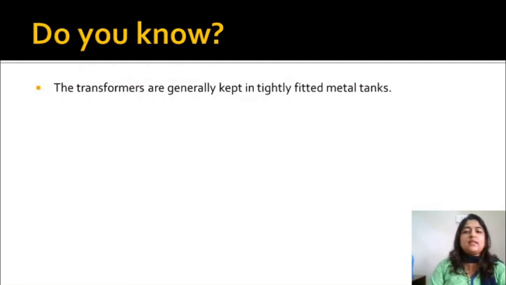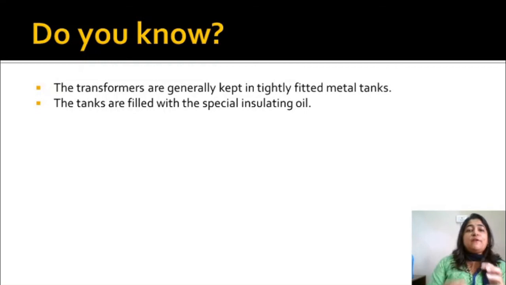I will also give you some general points on transformers after construction, and you must know these points, may or may not be in your syllabus. But this is what transformer we always study. But you must know that the transformers are generally kept in metal tanks. So when you try to see transformers in the corner of your area, you may not see the core and the winding of the transformer, but you will see the tank-like structure, and inside that tank-like structure there will be a transformer kept.